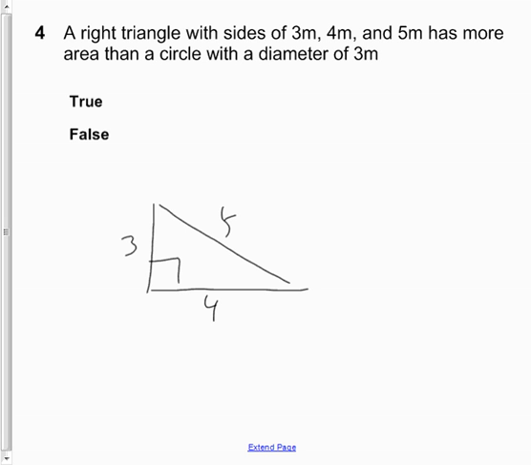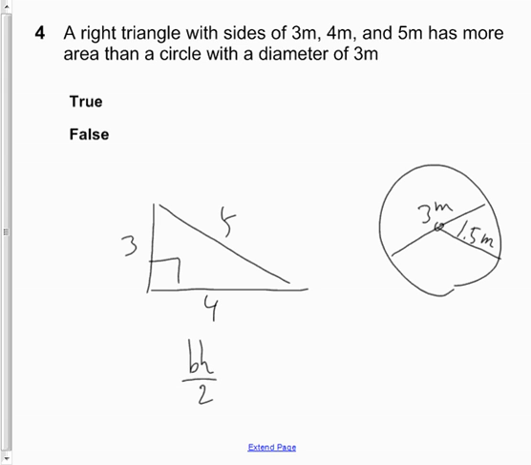The area of that triangle has more area than a circle with a diameter of 3 meters. Since the diameter is 3 meters, the radius would be half of that, which is 1.5. Our formula for area of a triangle is base times height divided by 2. Our formula for the area of a circle is pi r squared.